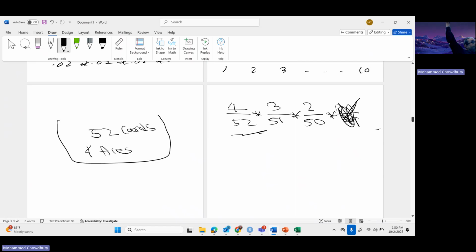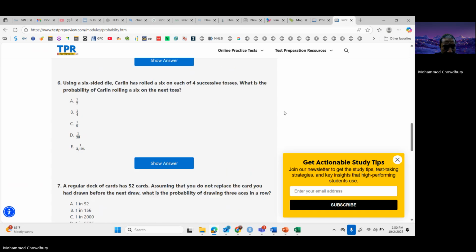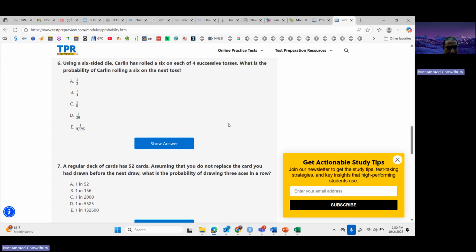Probability is a very big area. You cannot believe how big it is, okay? Okay, let me see. Okay, let us solve that one now.